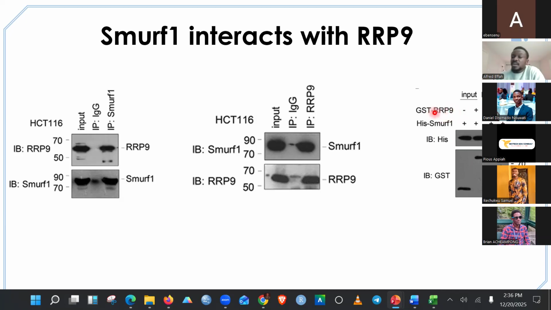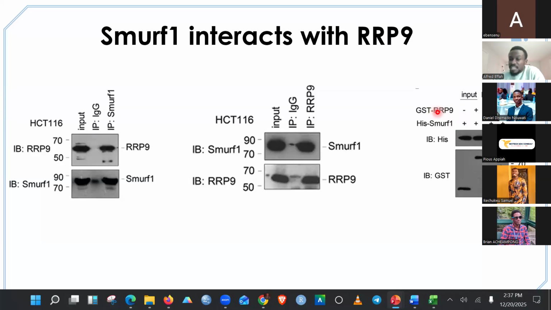You could see that when you don't have RRP9 in the pull down, SMURF will not bind to anything, and so there's no band for SMURF here. Usually, the His-SMURF, this is the band for it. It's between 90 and 70. But because we don't have this guy here, this is kind of a negative control. We don't have our bait here. So we don't expect to see any band here.